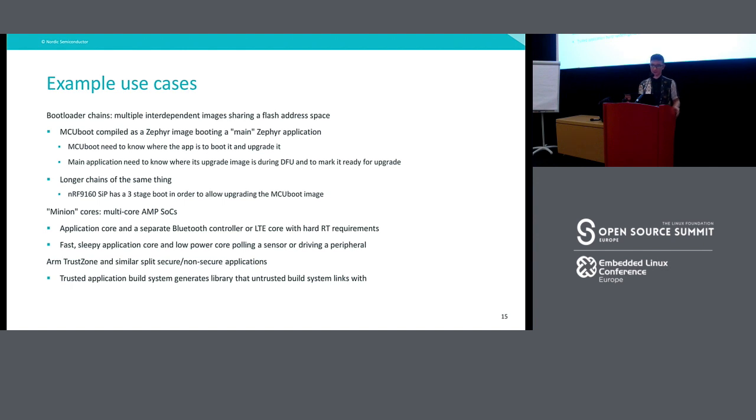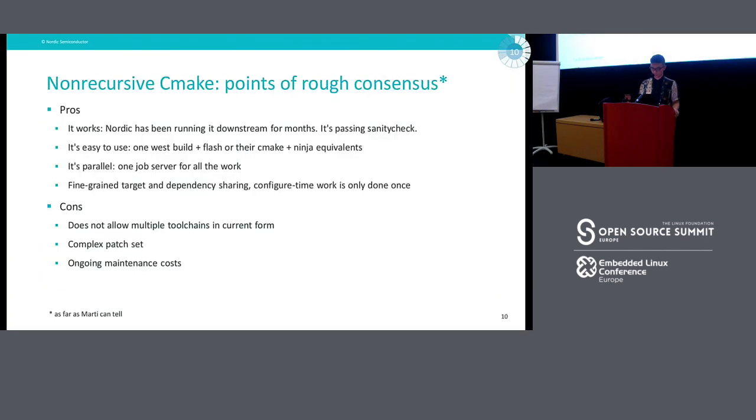Another thing you might think about in terms of minion cores, which are inherently AMP SoCs, where it's not just an SMP core, right? Everybody here understands that. Another one you might run into is a really fast, sleepy application core that wants to offload a little bit of work to a lower power core that might be directly polling on a sensor or something like that. And the application core, for power management reasons, wants to go back to bed as soon as it can. And then TrustZone, we've already talked about. So these are the main use cases that we'd like to try to address, at least at first. We're restricting our discussion to these because this is a very broad problem space. So I'm going to rewind.